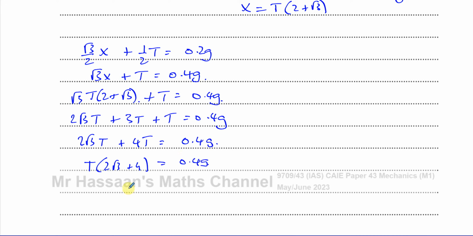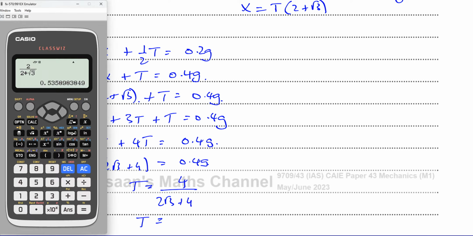So if I put g as 10 now, I have 4 over 2 root 3 plus 4, which is exactly the same as we got, of course, before. It was just 2 over 2 plus root 3. So if you divide both of them by 2, you're going to get exactly this. So I'll put this in here and you'll see it's going to be exactly the same answer.